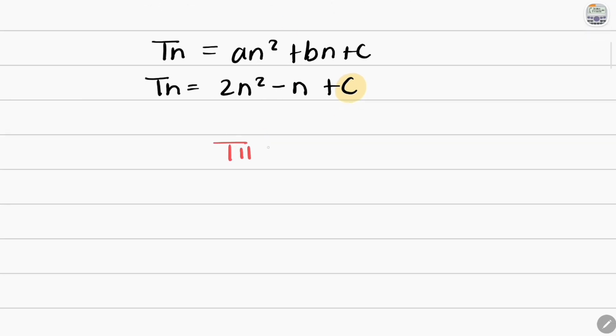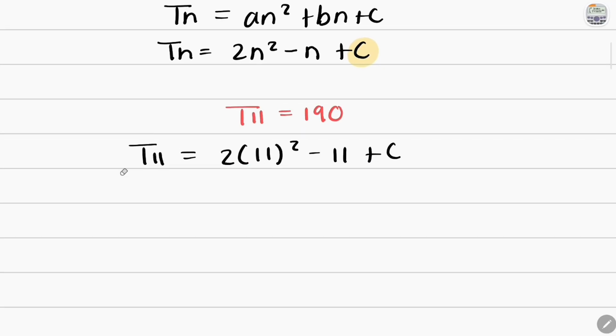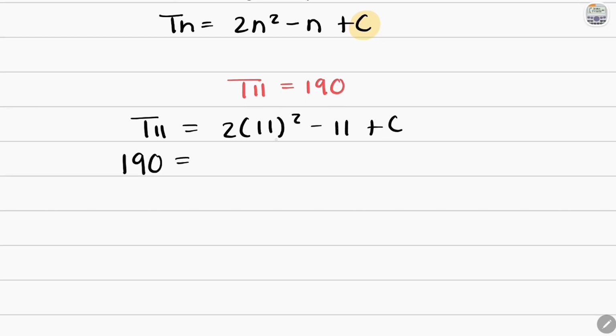So term 11 equals 190. And we're saying term 11, so in place of n, substitute 11. So it's 2 times 11 squared minus 11 plus c. And then we'll say term 11 is equal to 190, so in place of term 11, say 190. 11 squared is 121 times 2 is 242. So 242 minus 11 is 231. Okay, so we have 231 here plus c.